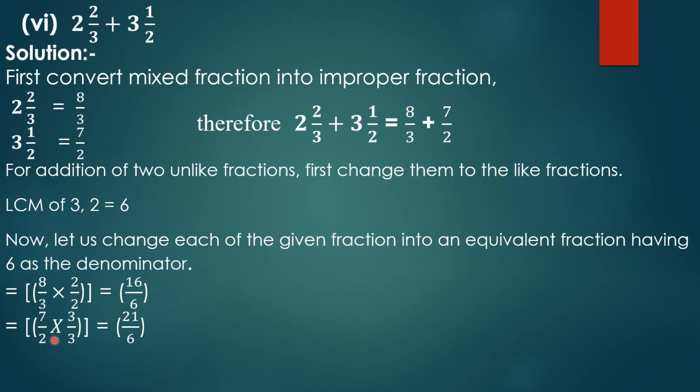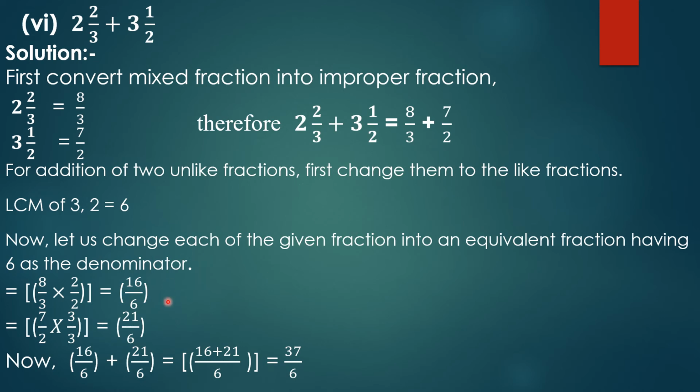7 by 2 into 3 by 3. Here the denominator is 2. So multiply the denominator with 3. So 2 3s are 6. When we are multiplying the denominator, multiply the numerator also with the same number. Therefore 7 into 3 it is 21 and 2 into 3 it is 6. Now we have two equivalent fractions, 16 by 6 and 21 by 6.